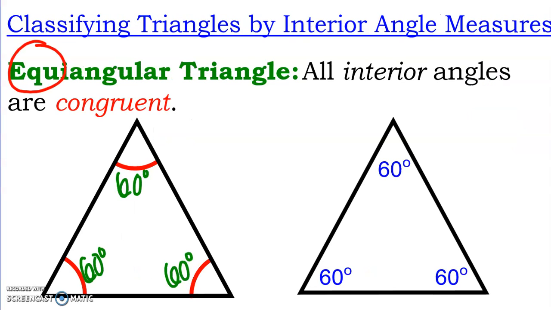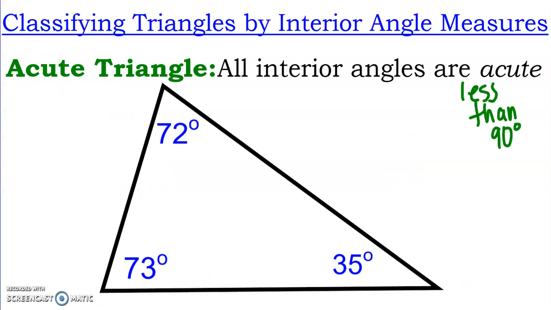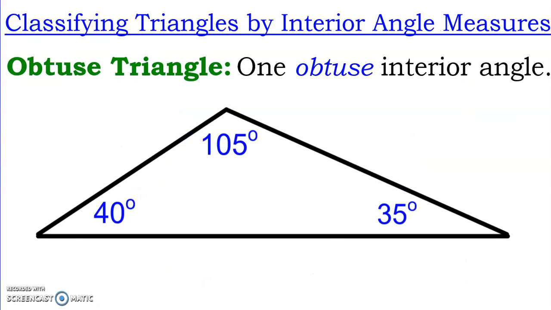And the last one is an obtuse triangle. An obtuse triangle is where we have one obtuse interior angle. So here we have 105 degrees, which makes it an obtuse triangle. So obtuse means greater than 90 degrees. So 105 is greater than 90 degrees. We only need one obtuse angle in order to make it an obtuse triangle.